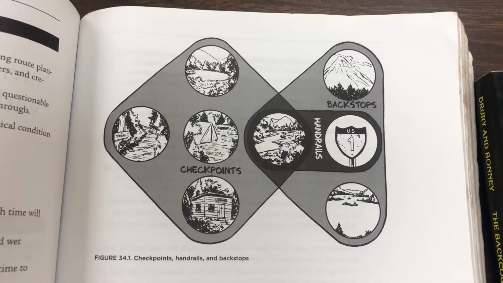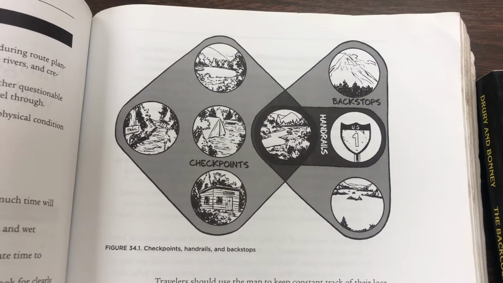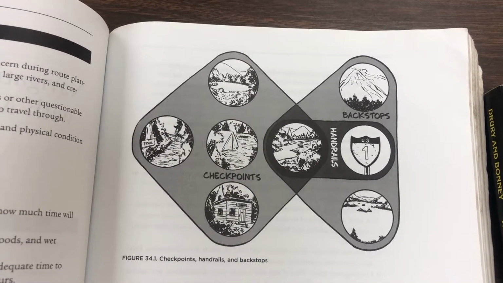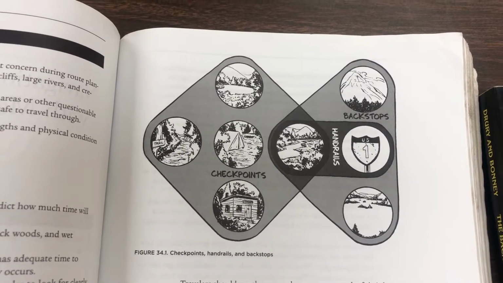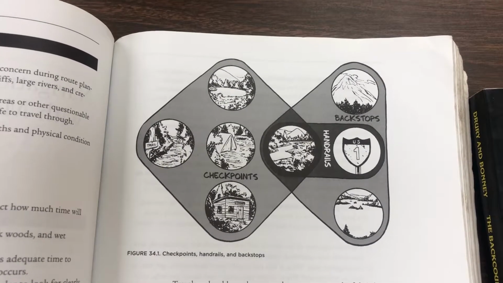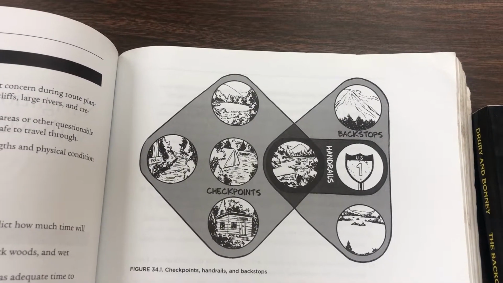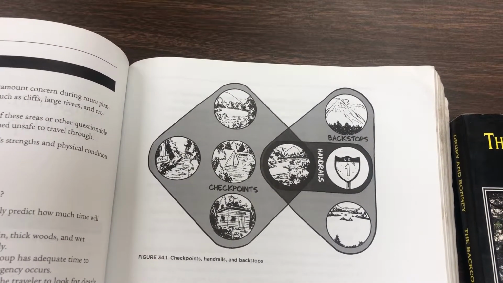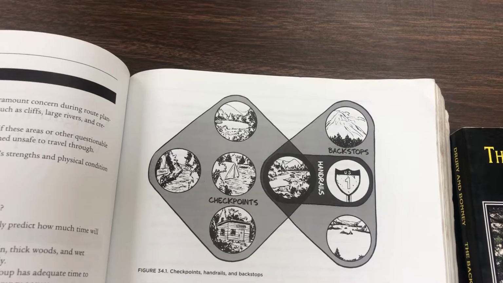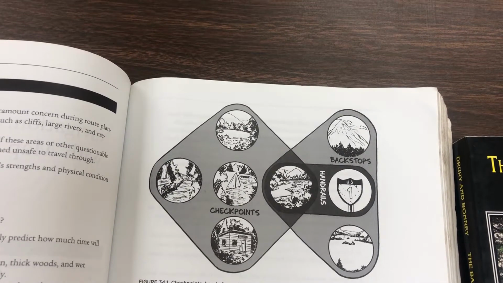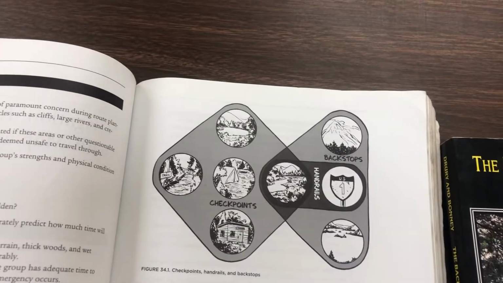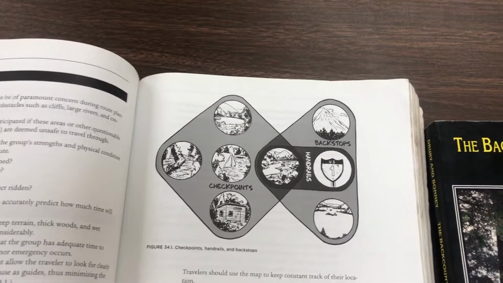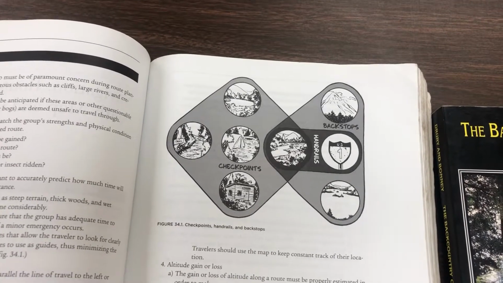We have our checkpoints, things that we know we're going to come across along the way that indicate we're on the right path. And then we have our handrails. These are things that we want to continue along with while we're going, like rivers, creeks, ridge lines, different things like that. And then our backstop is telling us, whoa, stop. If you go any farther, you've gone too far.